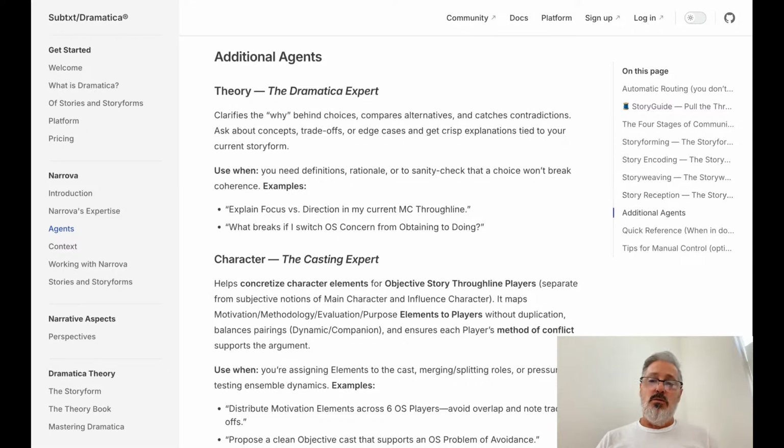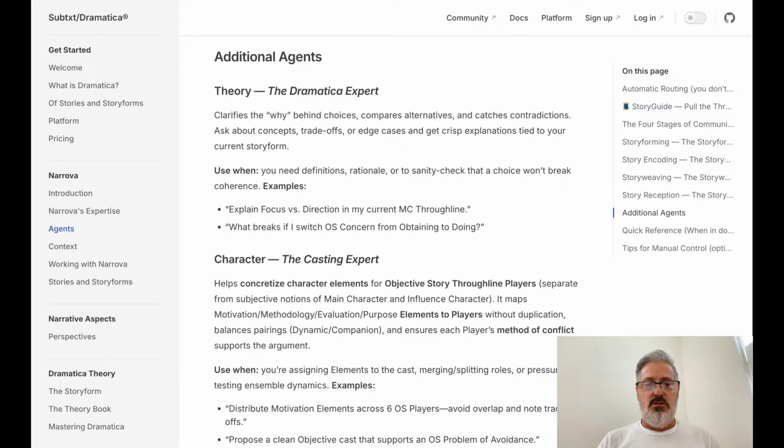And so those are the 4 stages, and you always have access to them. You can just say, "Send me to the story forming agent," or just put the word story forming in the beginning. It'll know exactly what you're looking for. And then the other 2 are additional ones, and there'll probably be more as we go along, but one is completely dedicated to Dramatica theory. So it's really important.